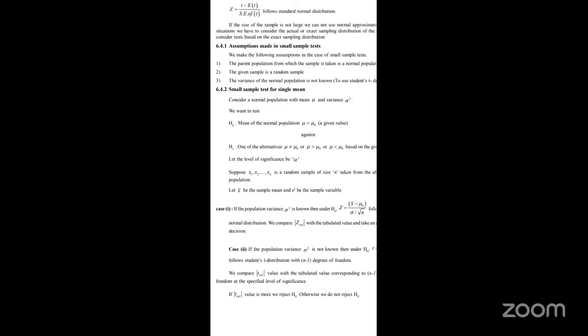Small sample. The assumptions made in the small sample test: the parent population from which the sample is taken is a normal population. The given sample is a random sample. The variance of the normal population is not known. Okay. So for the small sample test for single mean, sigma is known or sigma is not known, whatever it may be. If sigma is not known, we can use s by root n minus 1.